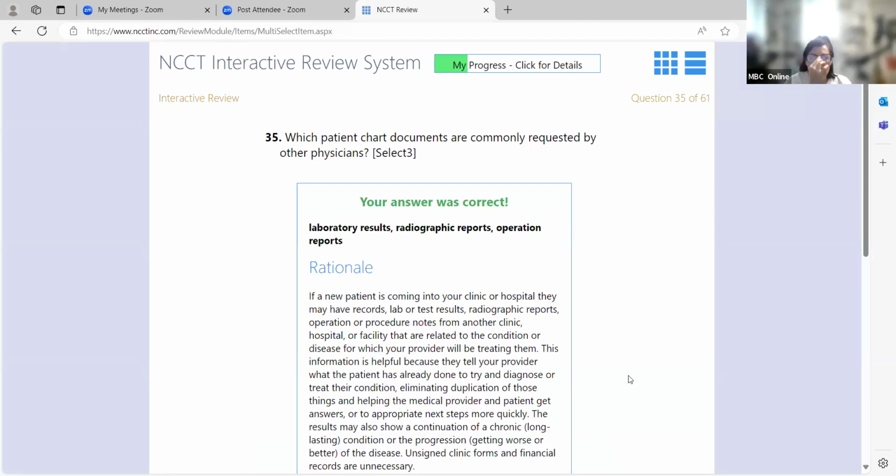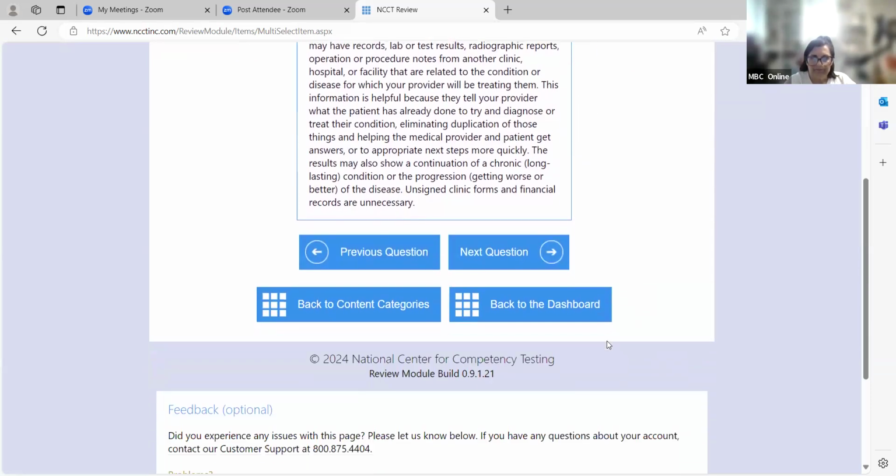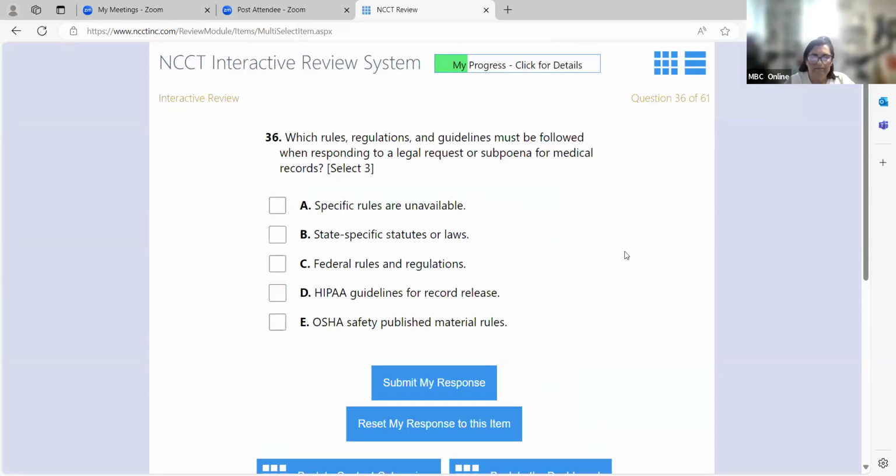Correct. So laboratory results, radiographic reports, operation reports. Anything that has to do with the patient and their care, that's what the physician is going to want to see. Here's another select 3.